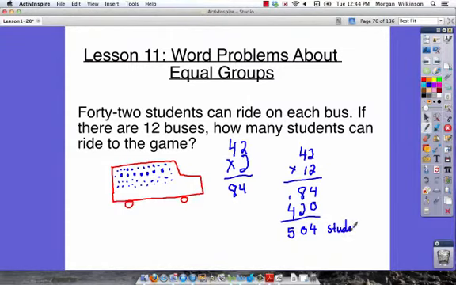We can use pictures to help us solve problems like this, but it's always going to be a little bit quicker and more efficient to use one of our operations. This time we use multiplication. Make sure you've got this one copied down into your notes.